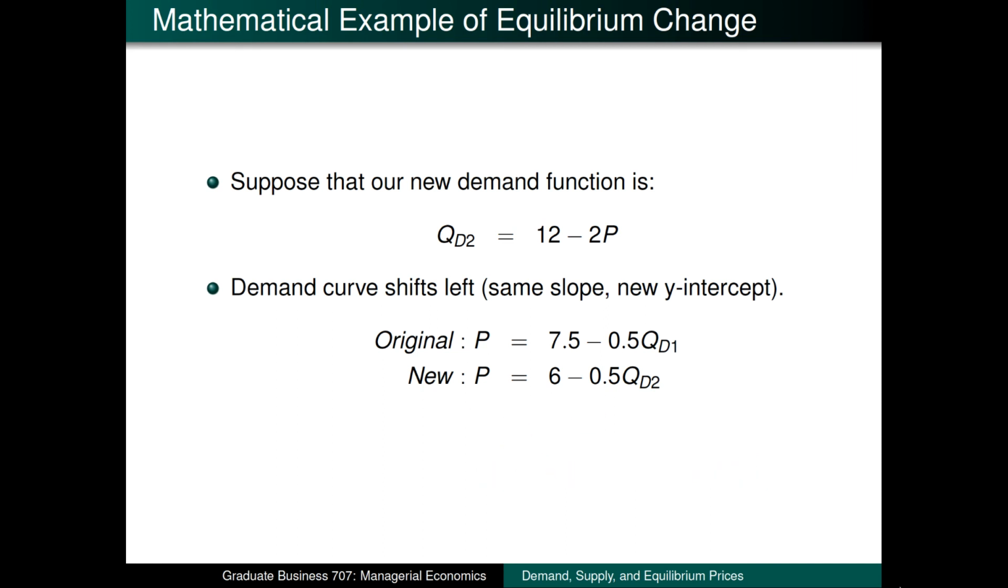Comparing this with the original inverse demand function of P equals 7.5 minus 0.5 QD1, we can see that the new demand curve has the same slope as the original demand curve, but with a lower y-intercept. This precisely describes the difference between D0 and D2 in the previous video. So we have confirmed that our new demand function is associated with a demand curve that is shifted to the left of our original demand curve.